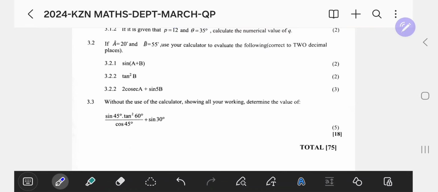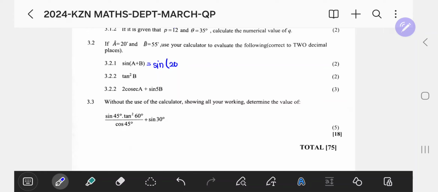Now going on to 3.2, it says if angle A is 20 degrees and angle B is 55 degrees, use your calculator to evaluate the following, correct to 2 decimal places. All we have to do here is substitute, put it on your calculator, and get an answer. So here we need sine (A plus B). Let's substitute what they gave us.